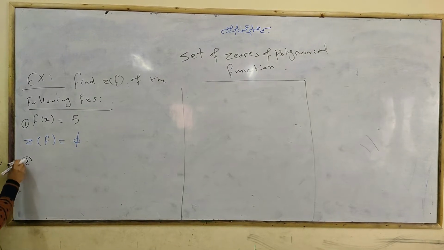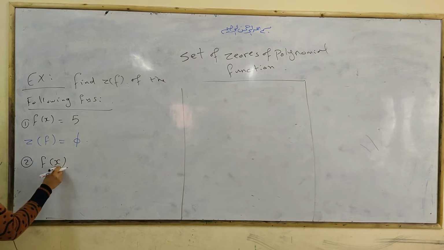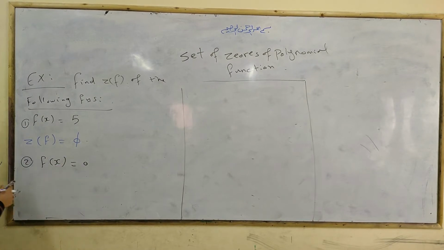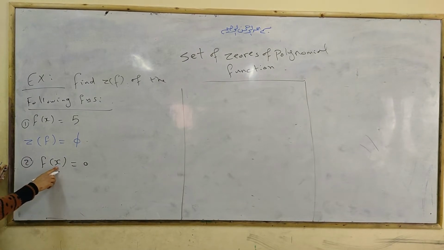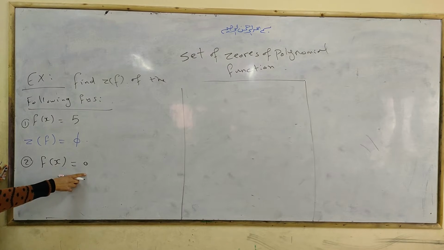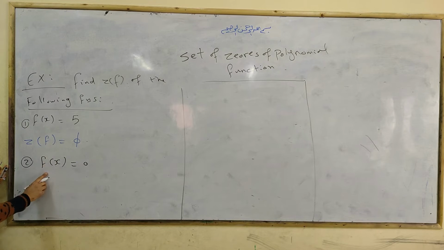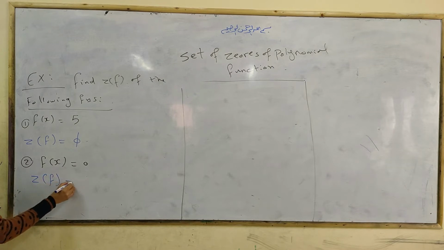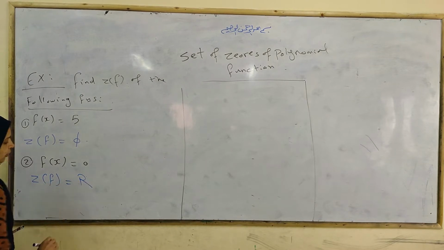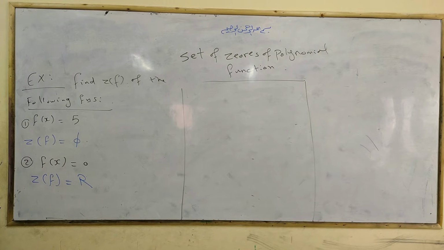Number 2, f of x equals 0. Put x equal 1, the function equals 0. Put x equal negative 1, the function is 0. Put x equal any value, the function must equal 0. So Z of f equals all real numbers.